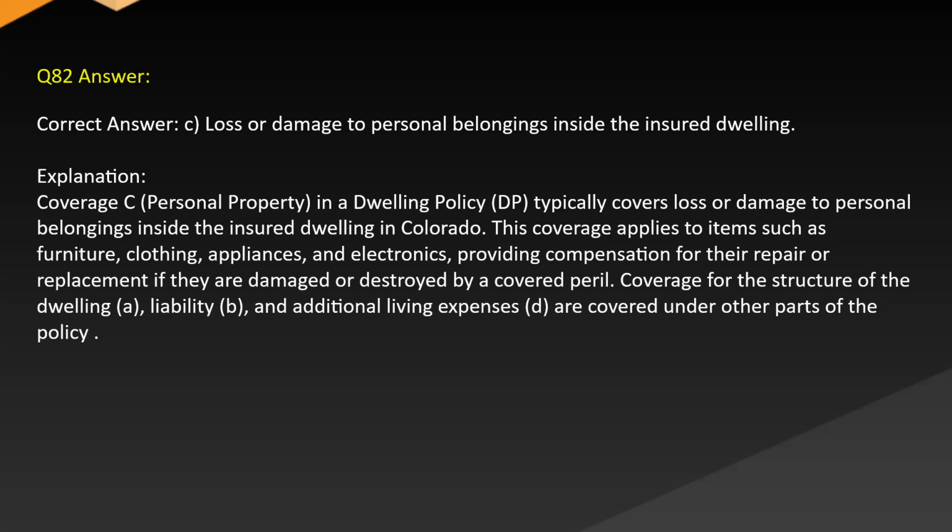Correct answer. C. Loss or damage to personal belongings inside the insured dwelling. Explanation. Coverage C, Personal property in a dwelling policy (DP), typically covers loss or damage to personal belongings inside the insured dwelling in Colorado. Its coverage applies to items such as furniture, clothing, appliances, and electronics, providing compensation for their repair or replacement if they are damaged or destroyed by a covered peril. Coverage for the structure of the dwelling (A), liability (B), and additional living expenses (D) are covered under other parts of the policy.